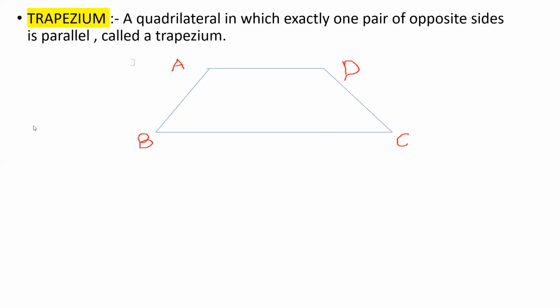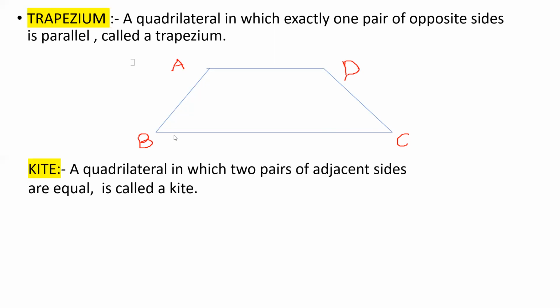In a trapezium, if the non-parallel sides, means AB and DC, are equal, then that trapezium is called an isosceles trapezium. In an isosceles trapezium, base angles are equal. As you know that in an isosceles triangle, if two sides are equal, then the angles opposite to those equal sides are also equal. Same way in the trapezium, if AB equals DC, then angle C opposite to AB and angle B opposite to CD are both equal.